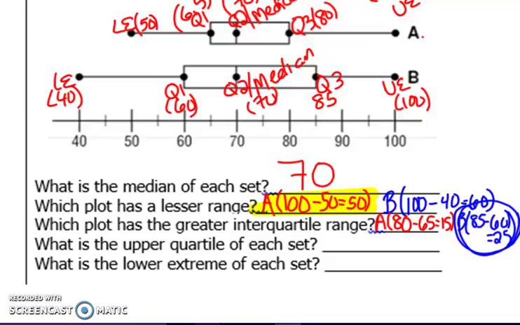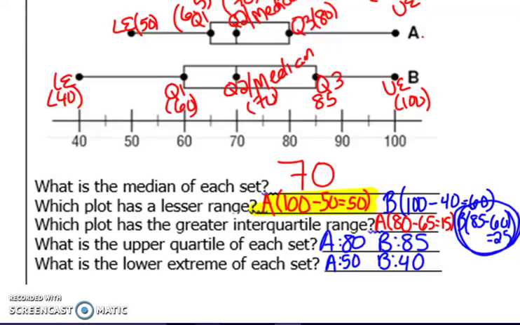What is the upper quartile in each set? Now, upper quartile, we have Q3. Upper quartile is different than upper extreme. So our upper quartile for A is going to be 80, and for B is going to be 85. Again, it says quartile, well, upper is our highest number. If we have Q1, Q2, and Q3, well, that means Q3 is our upper. The lower extreme, so our lowest point. For A, it's 50. For B, it is 40.